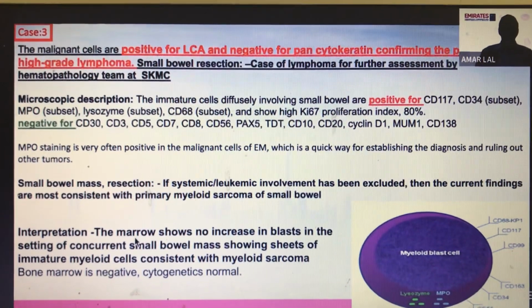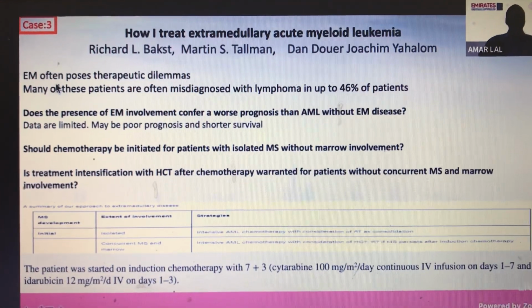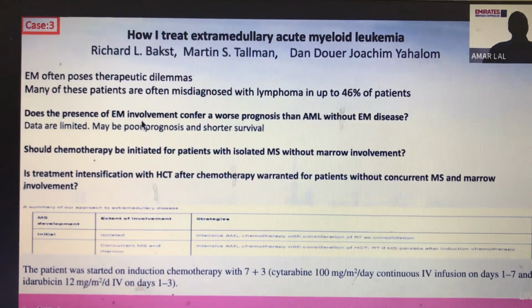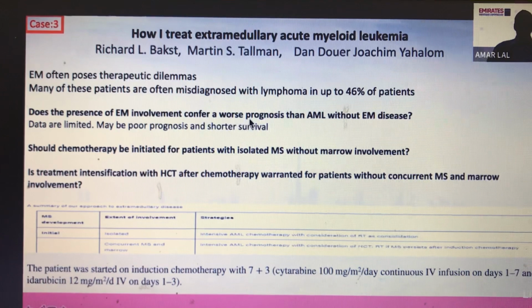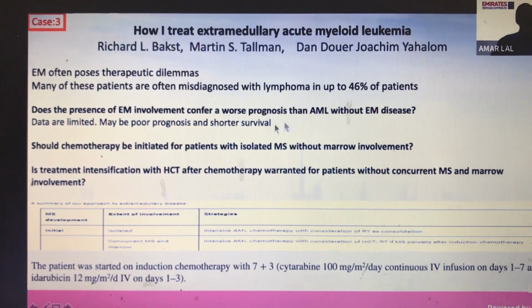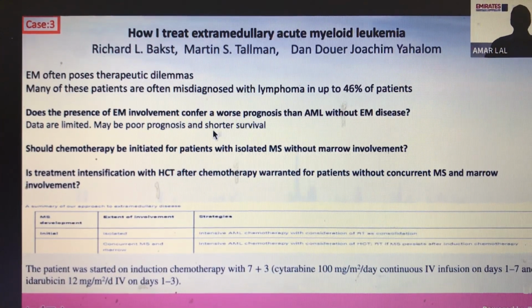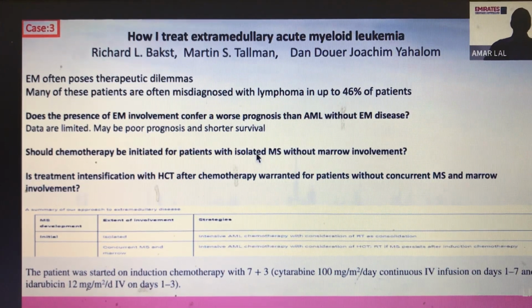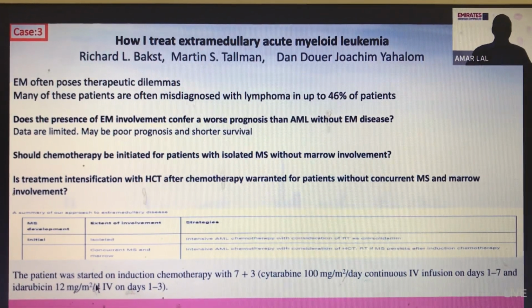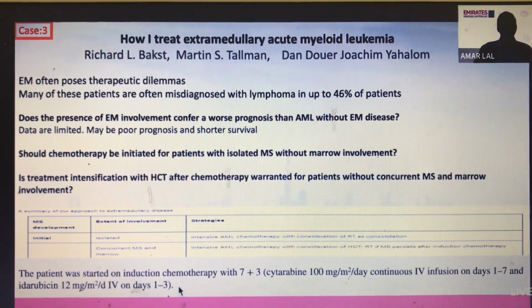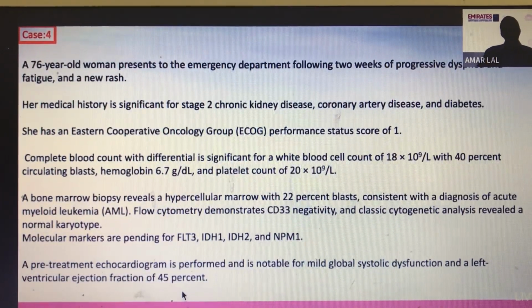marrow, which was negative. So this is the question: does the presence of extramedullary involvement confirm a worse prognosis than normal AML? Number 1. Number 2, should chemotherapy be initiated in a patient with isolated extramedullary AML? So anyway, we started 3+7 chemotherapy recently. This patient is admitted.